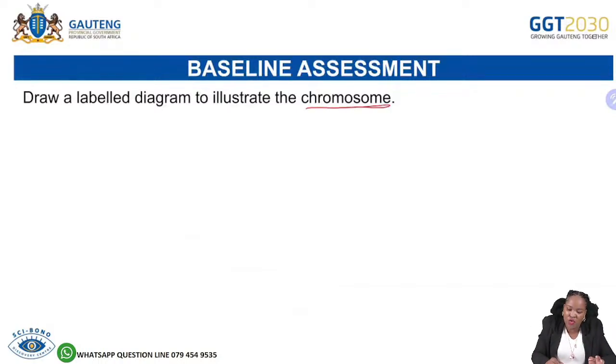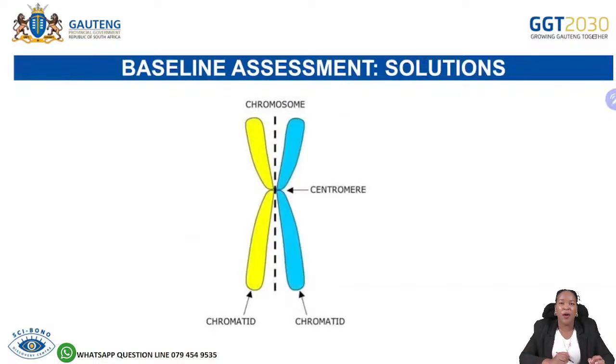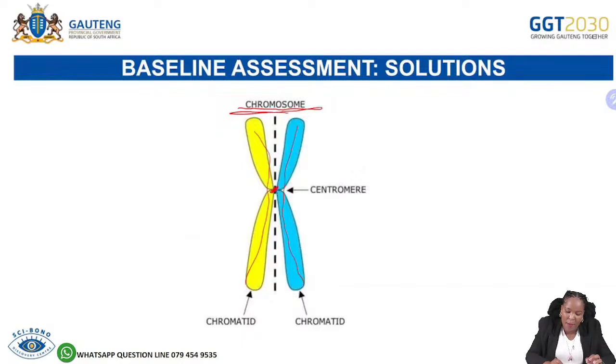So you need to draw a diagram to illustrate a chromosome. Let us look at our chromosome, because this is where everything is happening. You remember that a chromosome is a diagram that has, you see, this is a full chromosome. It has one chromatid and another chromatid joined together by a centromere. And this is a whole chromosome.